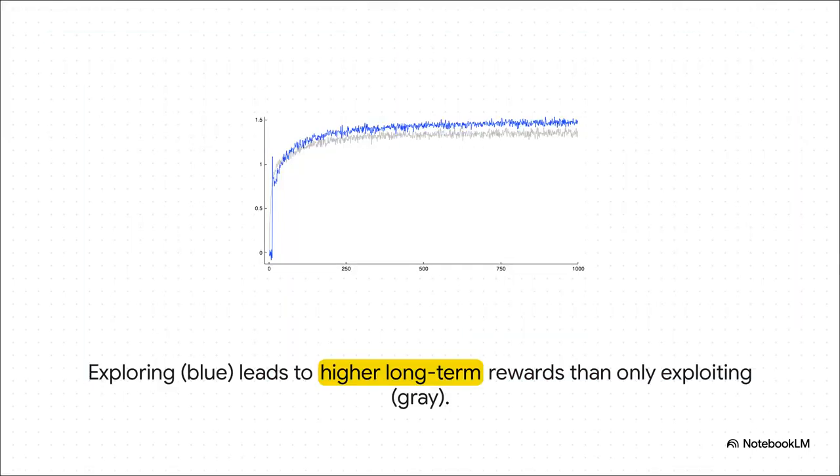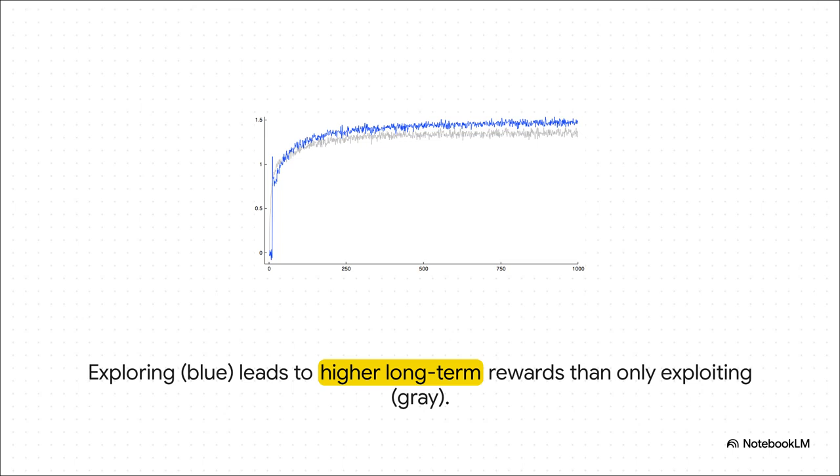And this graph right here shows you exactly why this is so important. Look at the gray line. That's a greedy agent. It only exploits. It finds a pretty good strategy right away and just sticks with it. See how it flatlines? It gets stuck. Now look at the blue line.